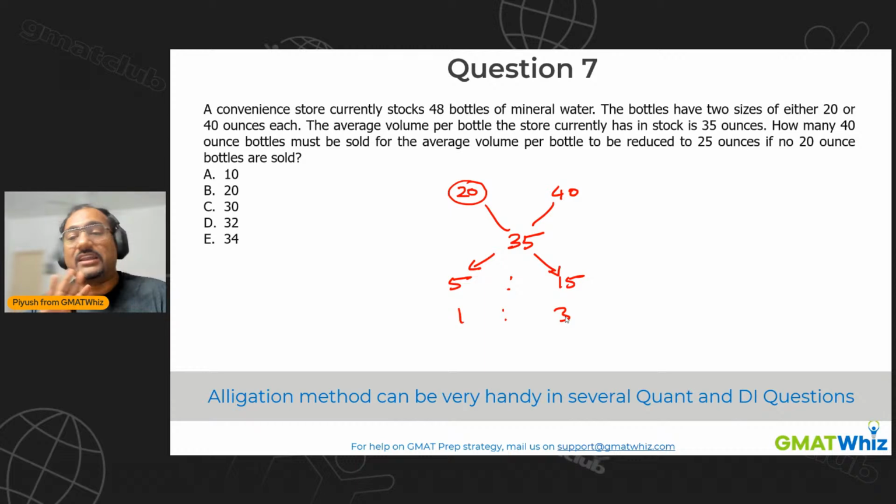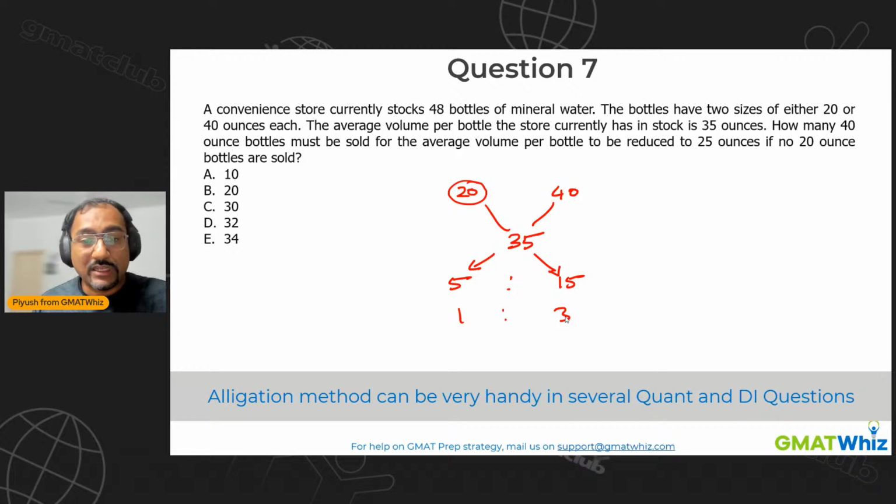That's a very, very simple way to solve this question. You don't have to write any equations at all. So the idea is that 20 and 40 are the sizes of the bottles. Those two are mixed together. The average size is 35. So you can use the alligation concept and find the ratio of the quantity of the bottles.